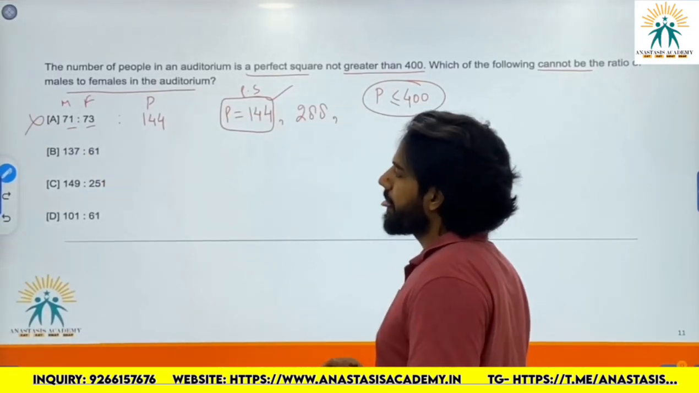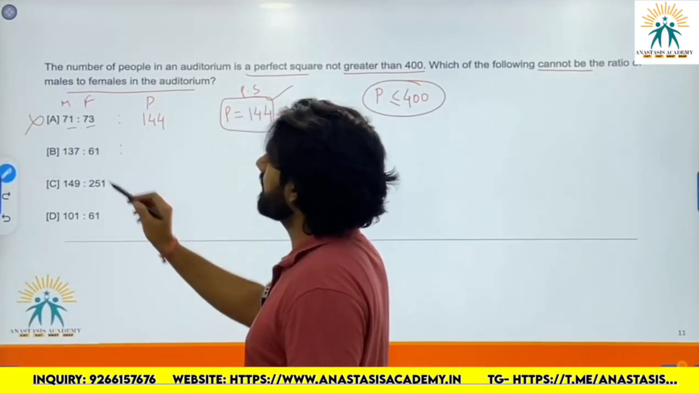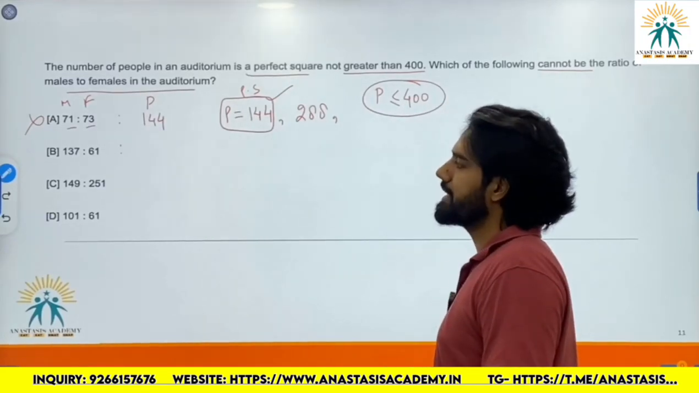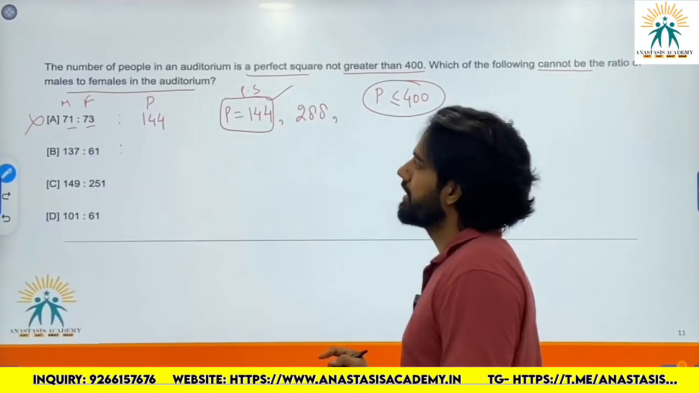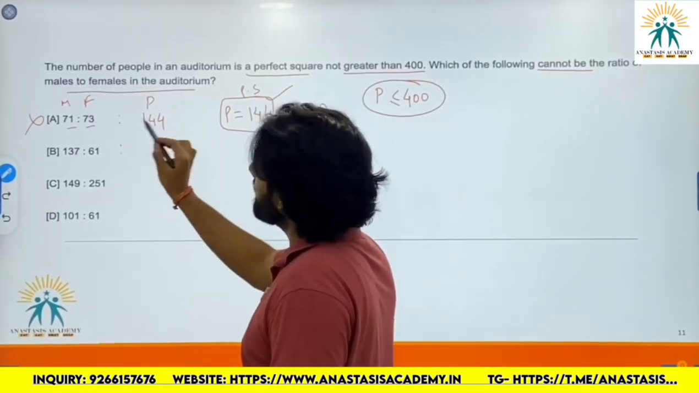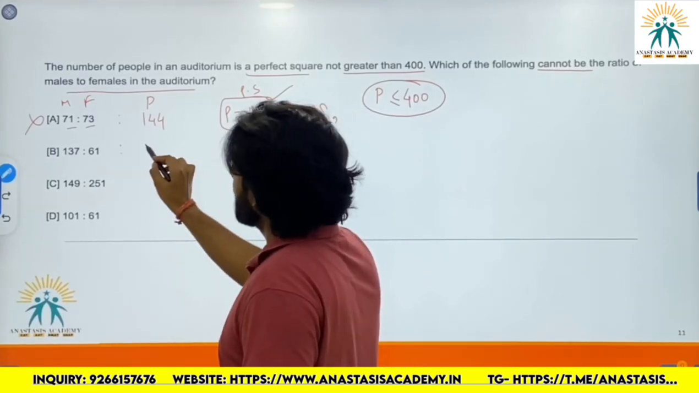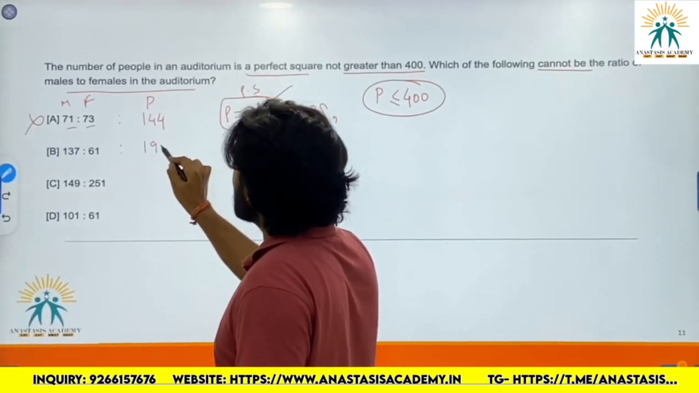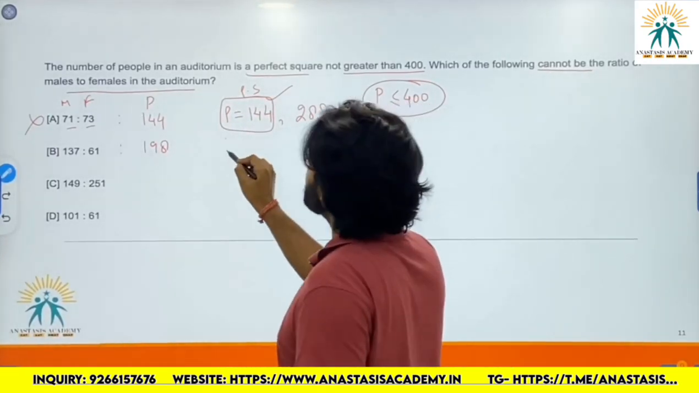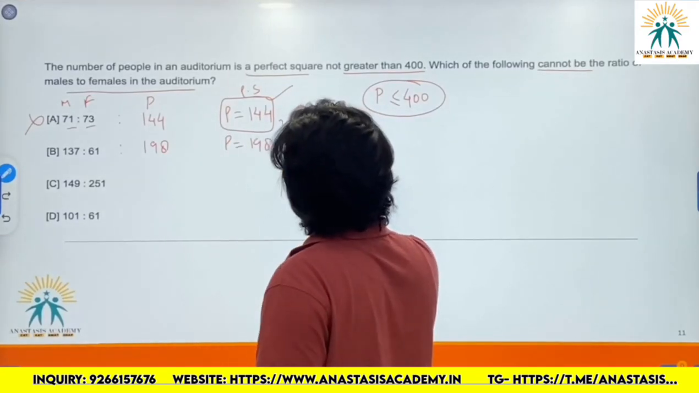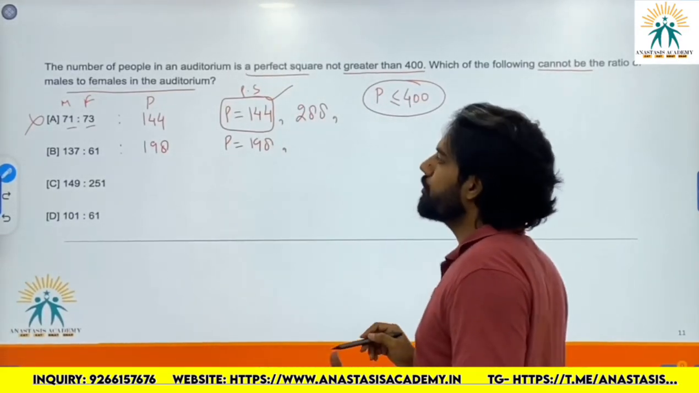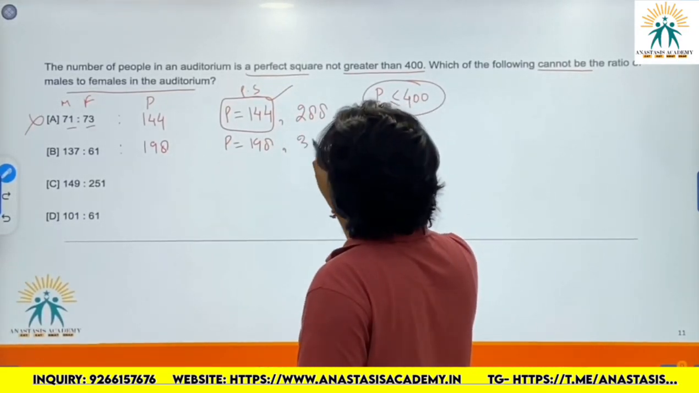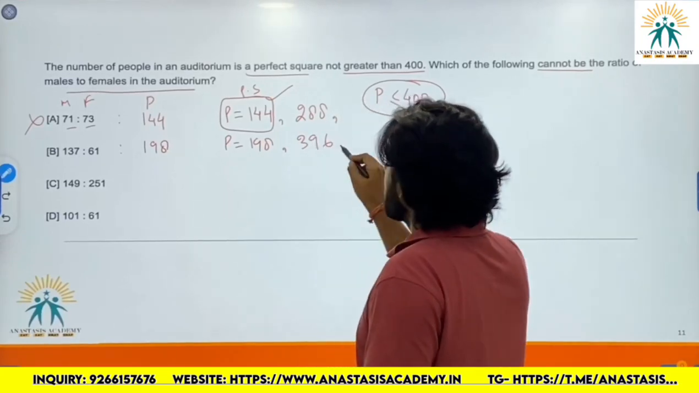Taking option B, the ratio of males to females is 137 is to 61. So the total number of people would be a multiple of 198. So the number of people can be 198, and 198 into 2, that is 396.